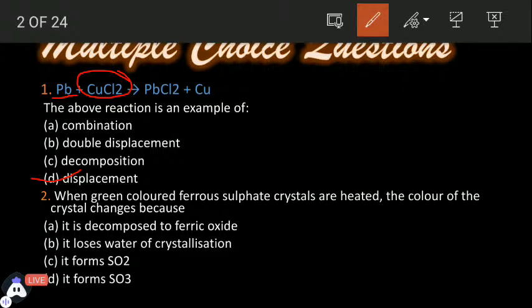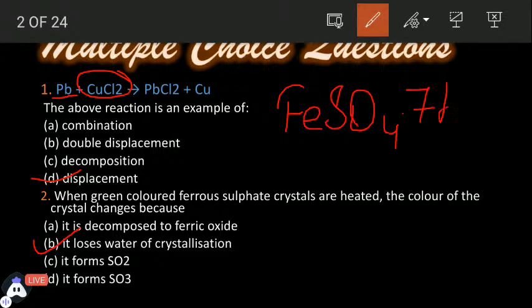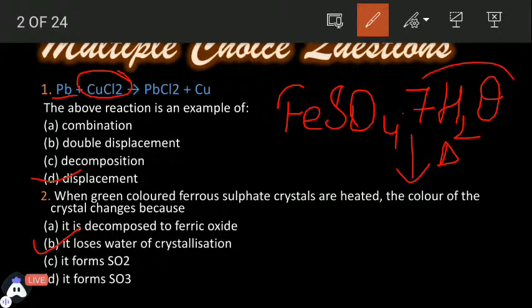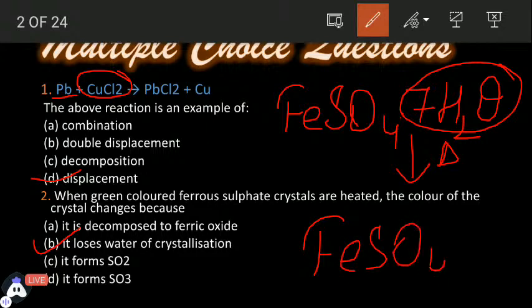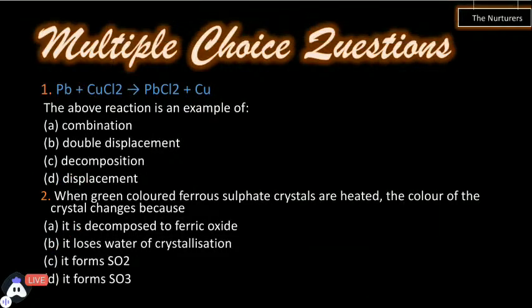What is the reason? Yes, the correct reason is it loses water of crystallization. I hope it's very well clear that the formula of ferrous sulfate is ferrous sulfate heptahydrate, which is responsible for the green color. On heating, what happens? These 7 molecules which are combined get heated up or evaporated, and left behind is the ferrous sulfate, which loses its color. So the correct answer, which is given by you all, is correct. That is, it loses water of crystallization.